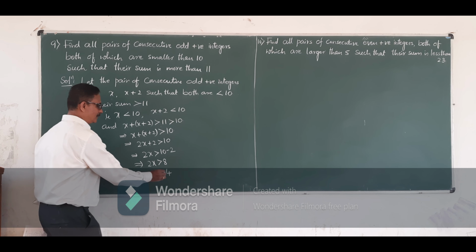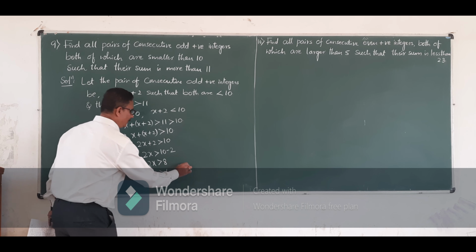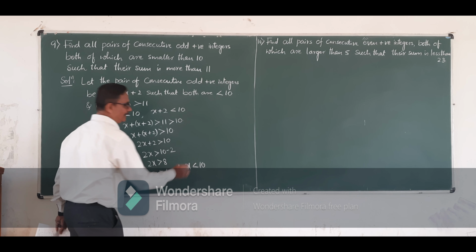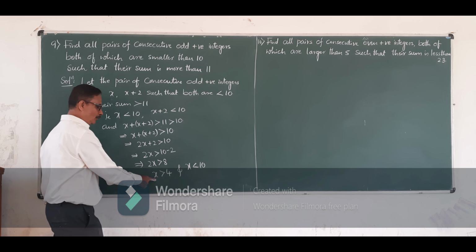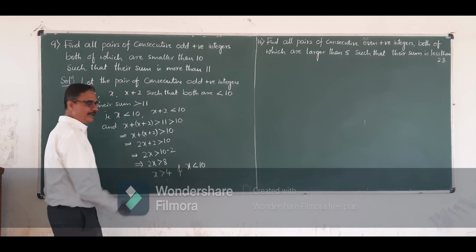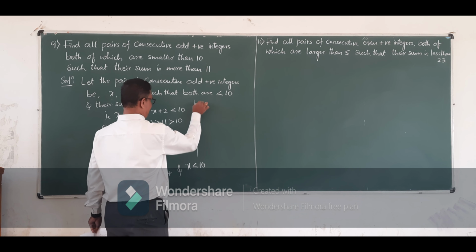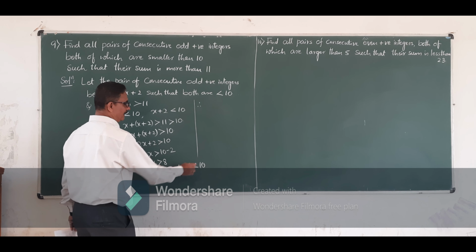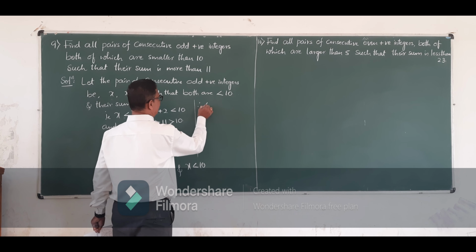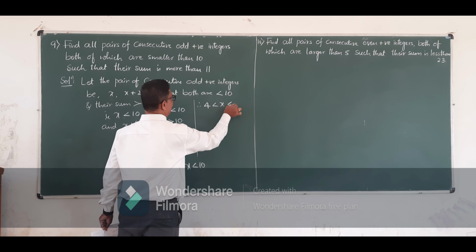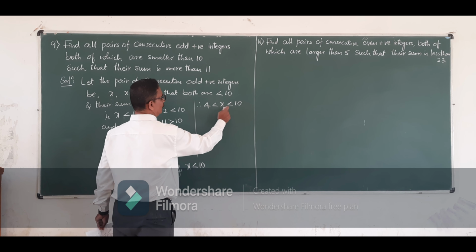See, x is more than 4 and one number x is less than 10. Right? X is more than 4, and x is less than 10. So therefore x lies between 4 and 10. X is more than 4 and less than 10.